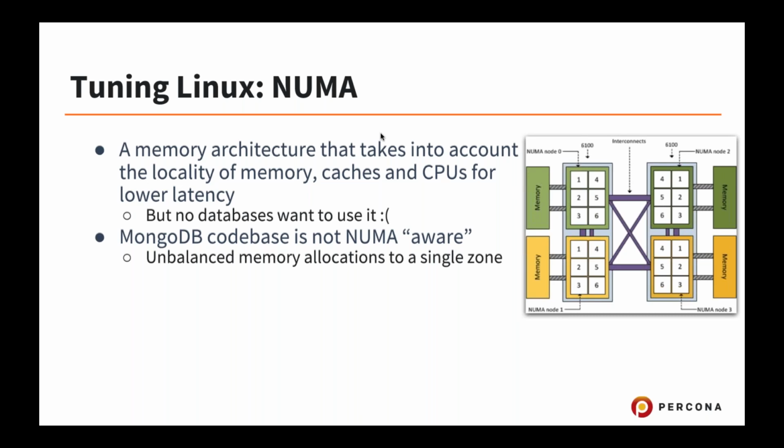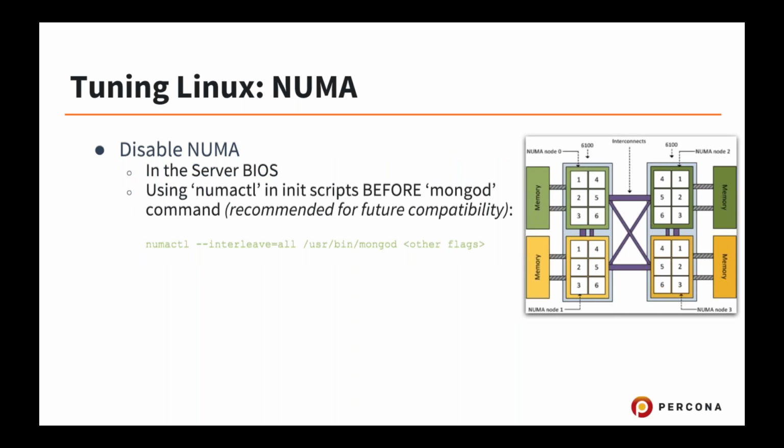So disabling NUMA is a great idea, just because it's required at this time, but hopefully Mongo will support it at some point. This is a command to interleave NUMA if you can't disable it. I actually lean towards using interleave in case Mongo adds NUMA support at some point. I can just remove this numactl interleave all command from starting Mongo, and it will use NUMA.